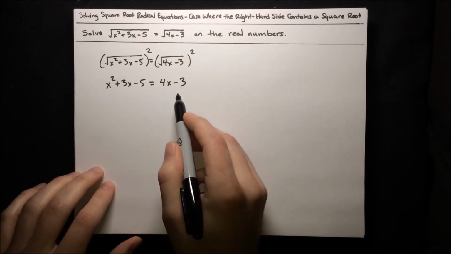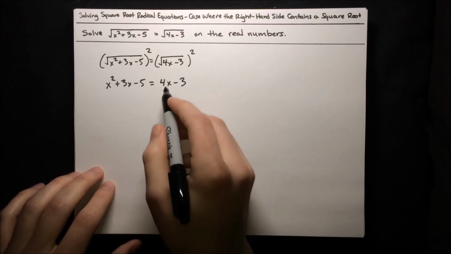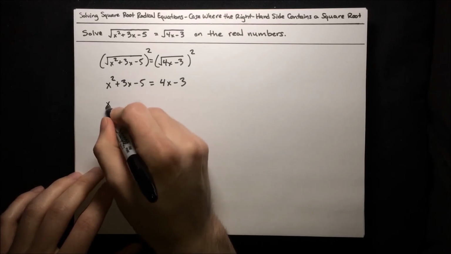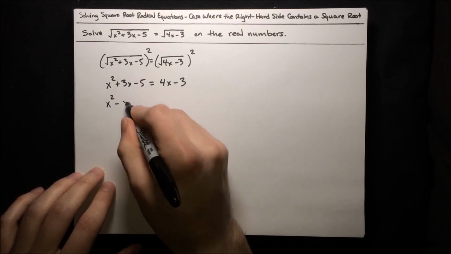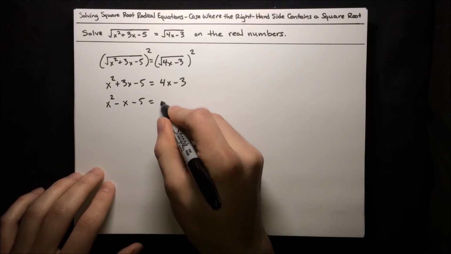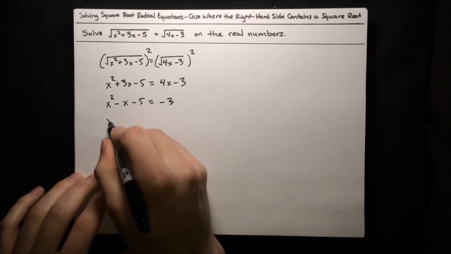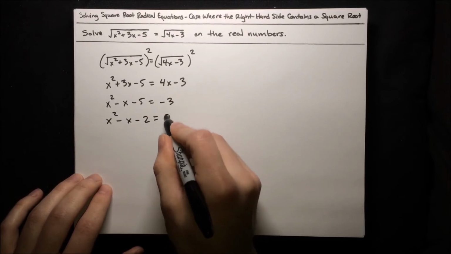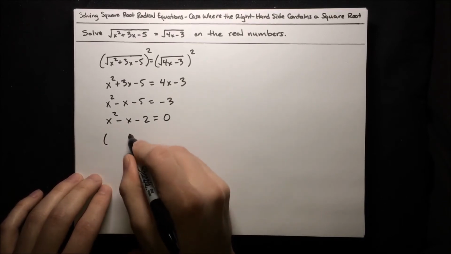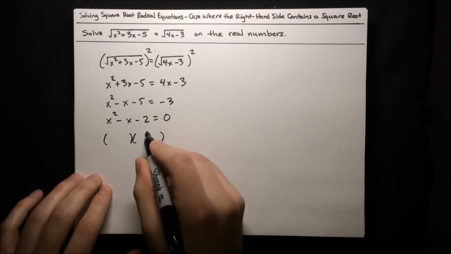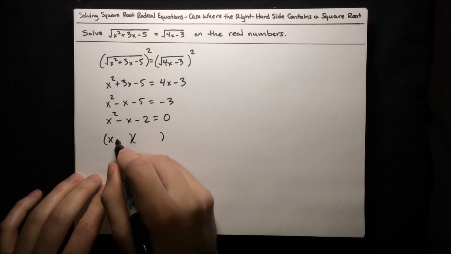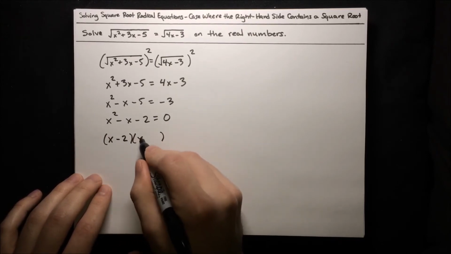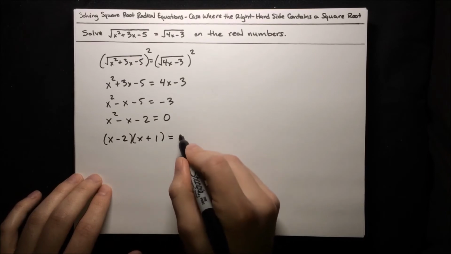And this is a quadratic, so let's go ahead and simplify it. We'll subtract 4x from both sides. x squared minus x minus 5 equals negative 3. Then add 3 to both sides. x squared minus x minus 2 equals 0. And then factor this quadratic. So factors of negative 2 that add to negative 1. That'll be x minus 2 and x plus 1 is equal to 0.